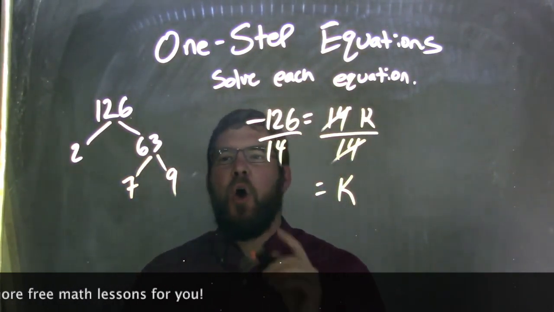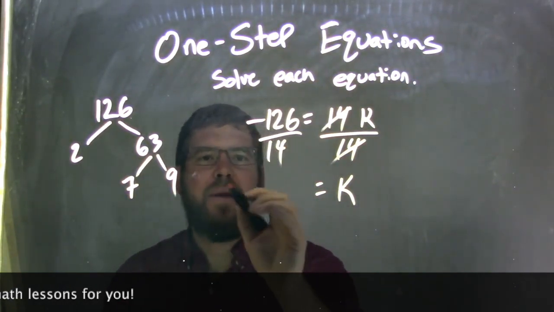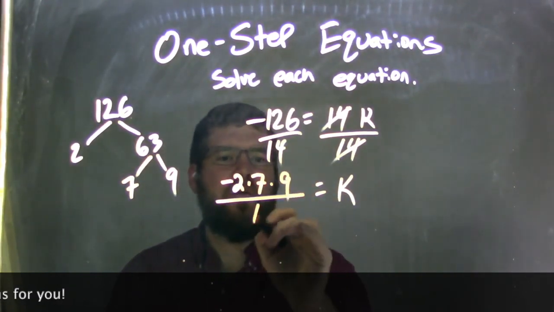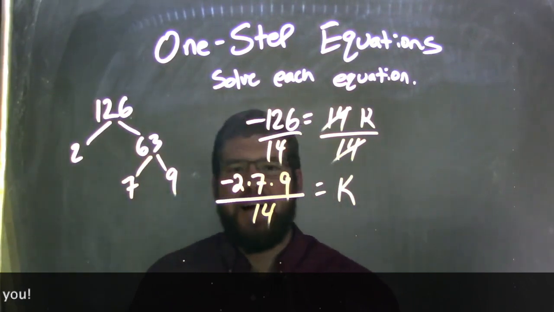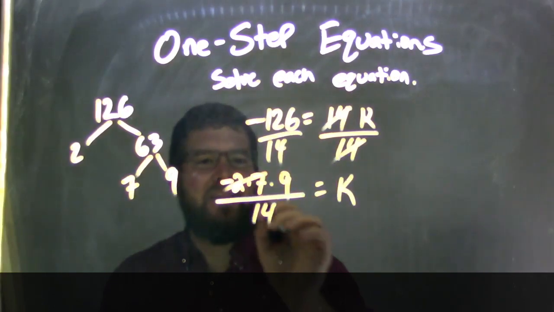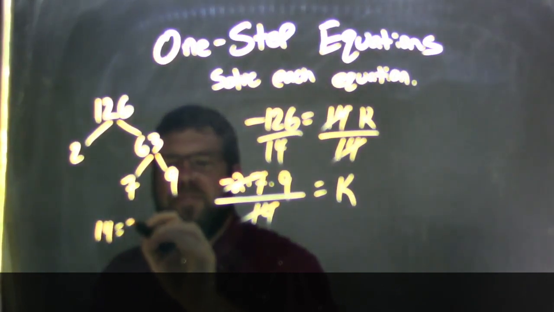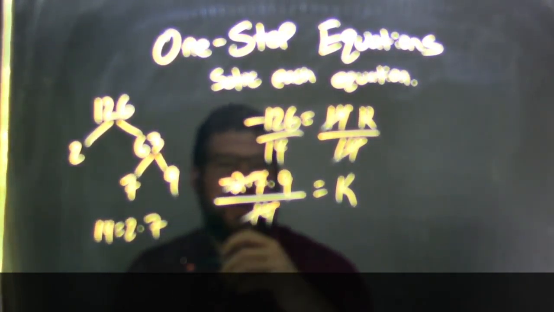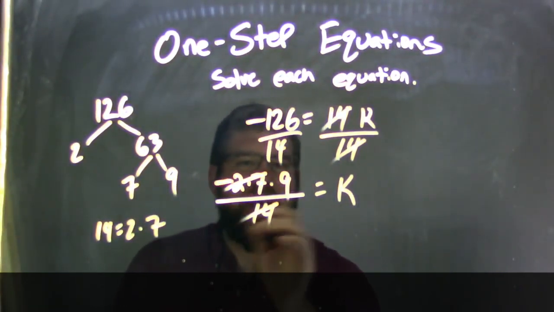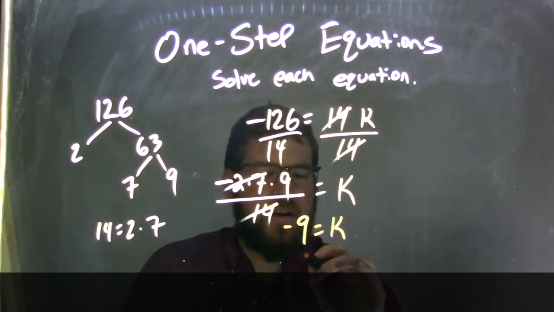Why am I going to stop there? Well, I know 2 times 7 is 14. So if I rewrote negative 126, I could write it as negative 2 times 7 times 9 over 14. Well, 2 times 7 is just 14, so I can cancel these out right here. Trust me, 14 is just 2 times 7, and you can see that right there. So 2 times 7 cancels the 14, and now I'm left with, don't forget the negative that's there, negative 9. So negative 9 equals k. I can rewrite that nice and cleaner with k first.